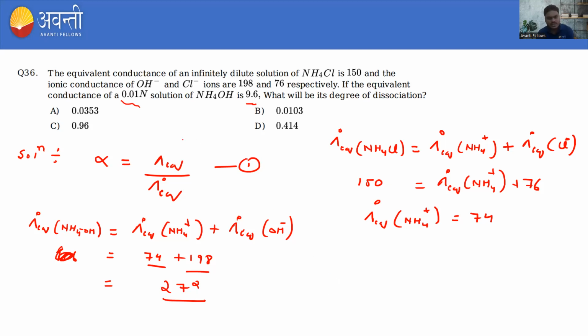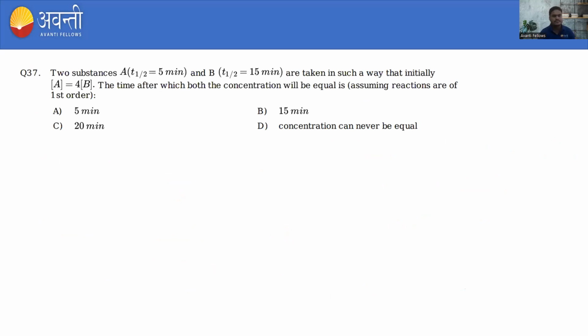Right. So what is the degree of dissociation? The value of alpha, lambda equivalent, is already given, that is 9.6, and this we also calculated as 272. So on solving you'll get 0.0353. Right. So which option is correct? That is A. So option A is absolutely correct for this question. Now, move to the next question.